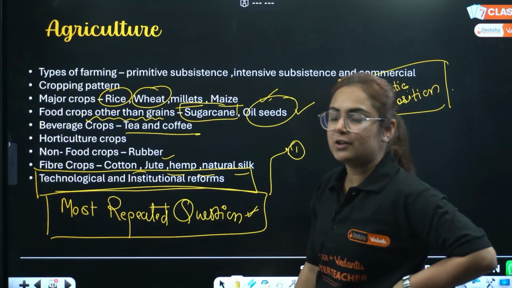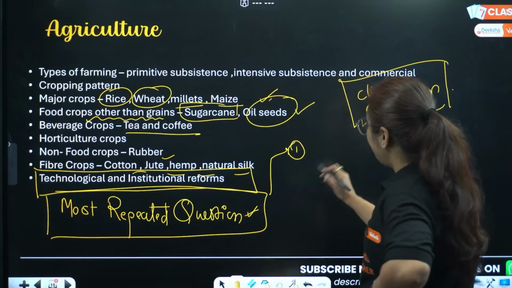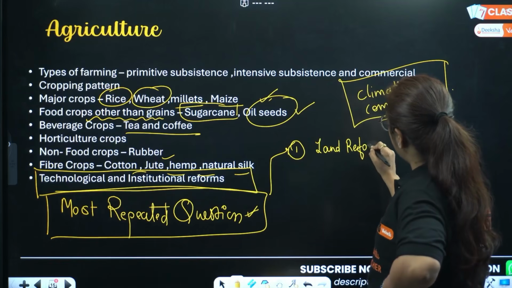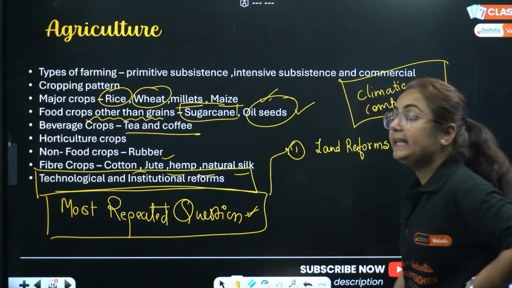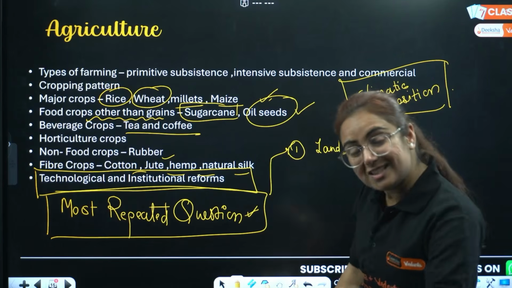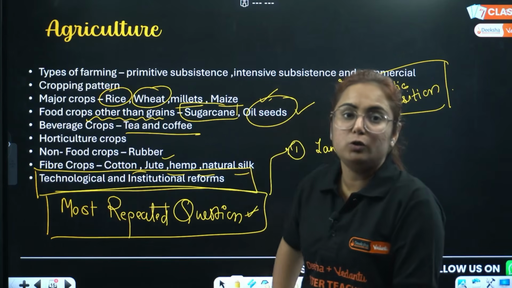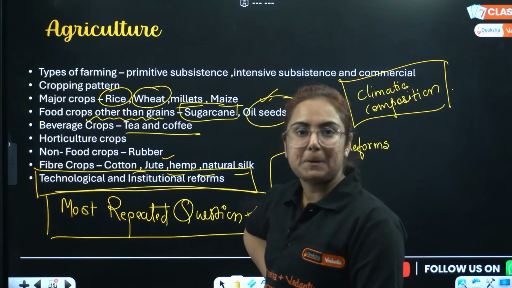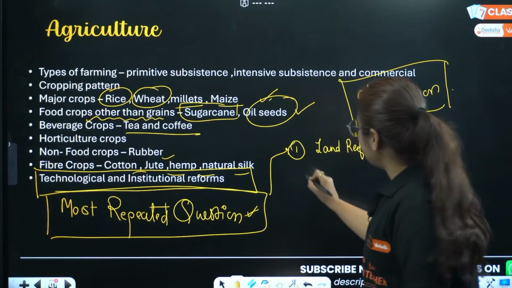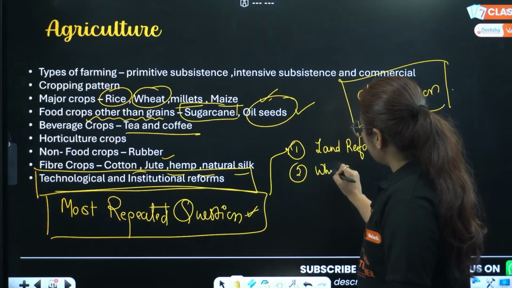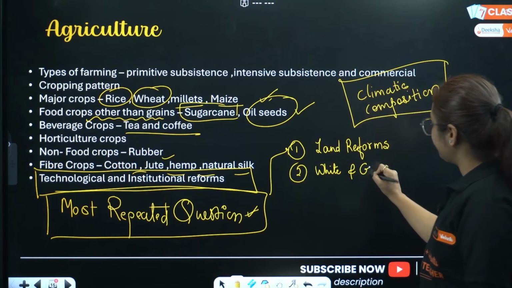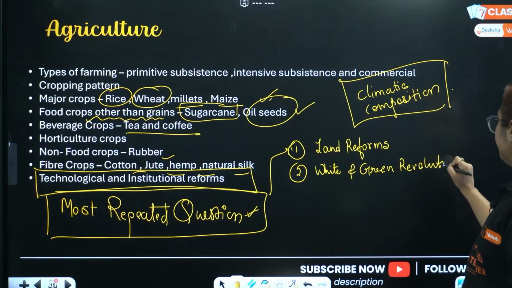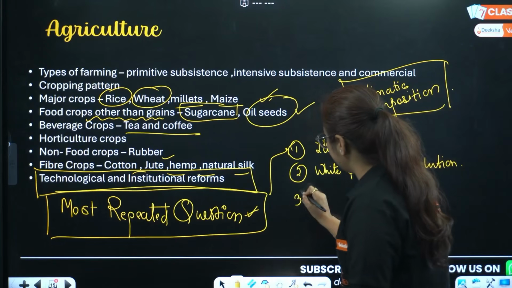I'll tell you the first, we will make the list of it. So first, what they have done: the land reforms just after independence, right? They abolished the zamindari system. They looked upon the land holdings that were collectivized by some people, right? After that we have seen the White and Green Revolution. Yes, it brought a revolution in the agriculture sector, transformation done.